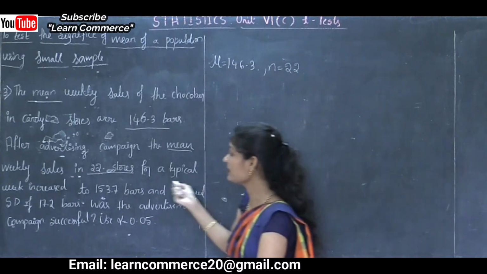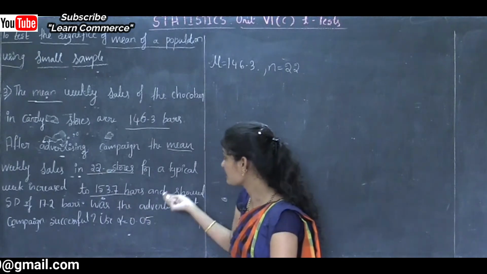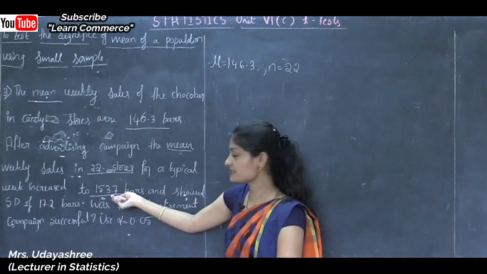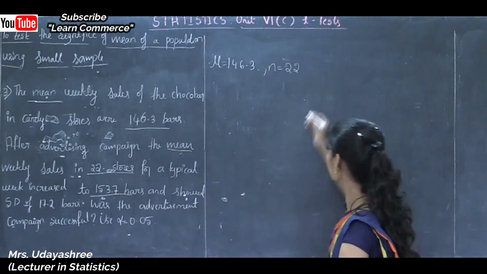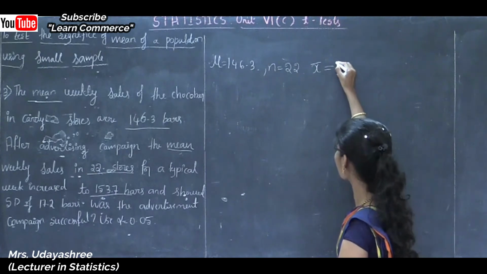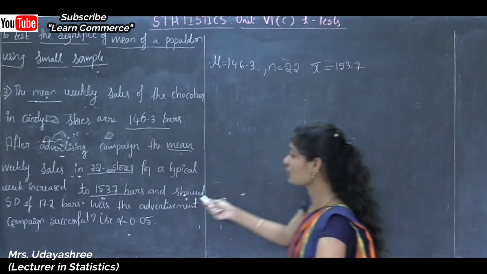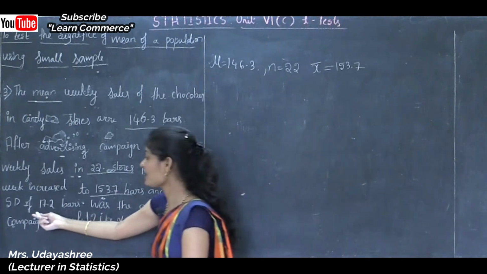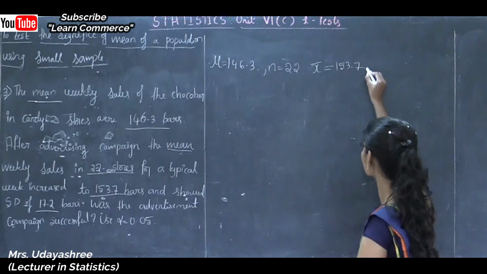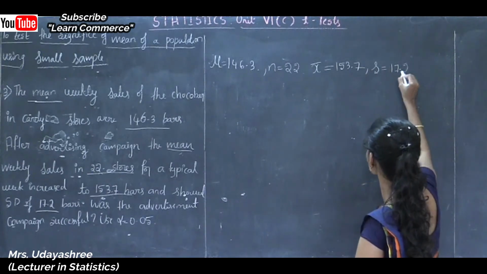Next, for a typical week, the sales increase to 153.7 bars. This is the sample mean, denoted by x bar, and its value is 153.7. The sample standard deviation is 17.2 bars. Standard deviation is denoted by small letter s, and the value is 17.2.